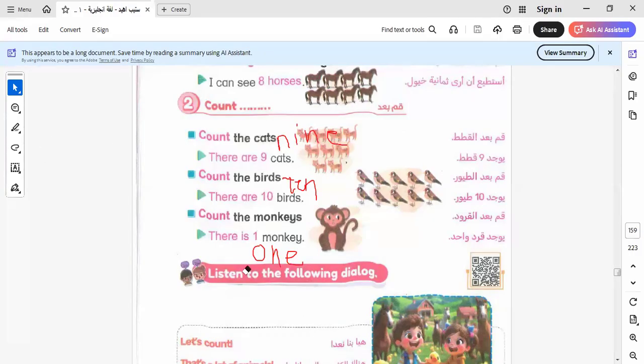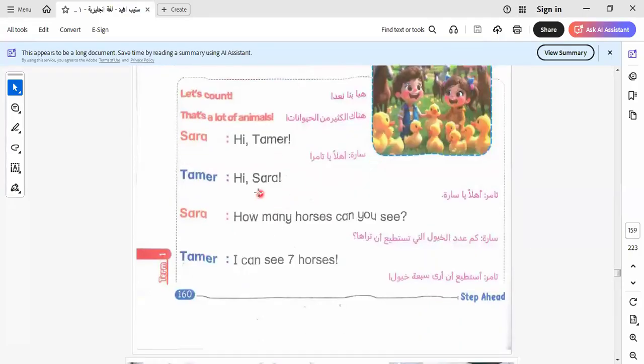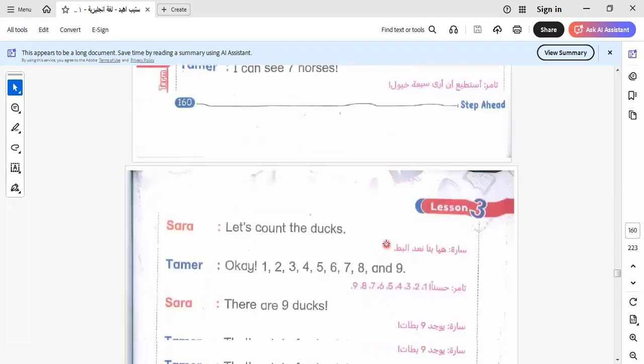Let's go to another item here. Here is the dialogue. Let's read it together. The dialogue is about let's count. This conversation is between Sarah and Tamer. Sarah: Hi, Tamer. Tamer: Hi, Sarah. Sarah: How many horses can you see? So here Sarah asks about the horses on the farm. Tamer: I can see 7 horses.